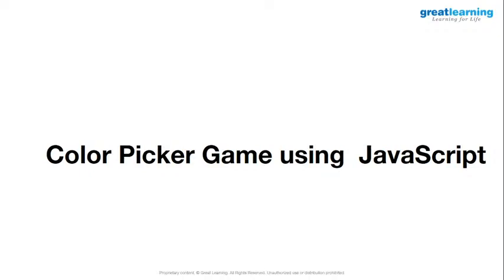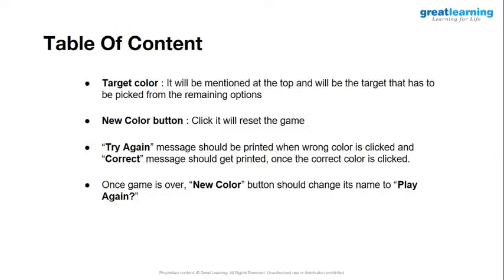Okay, cool guys. Now let's get started. Today we are going to build this game, the color picker game, using JavaScript. So let's see the table of content. We are going to have a target color. It will be mentioned at the top and will be the target that has to be picked from the remaining options. There will be a new color button to click, and it will reset the game.